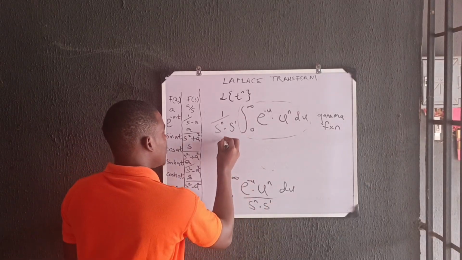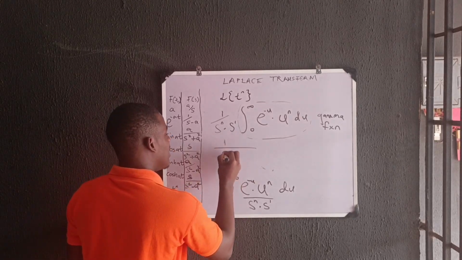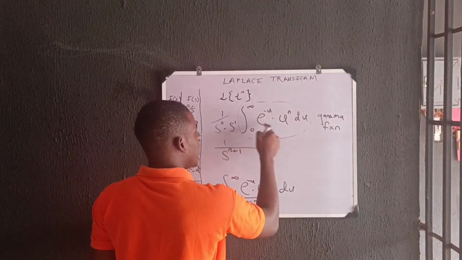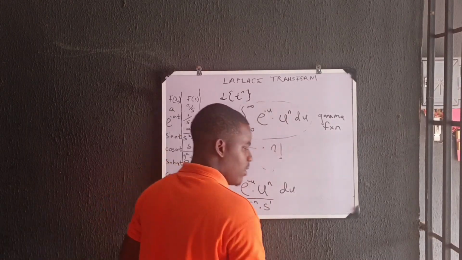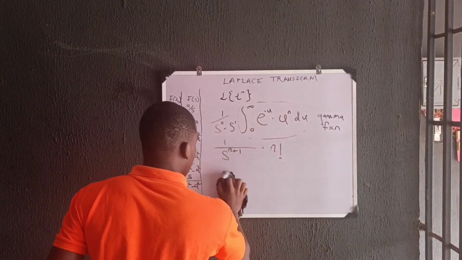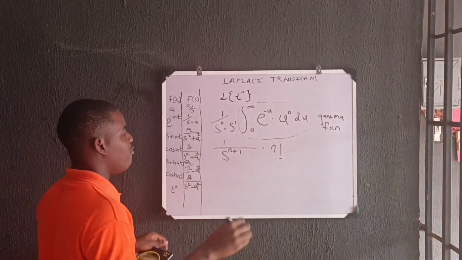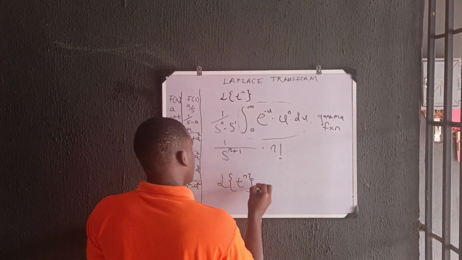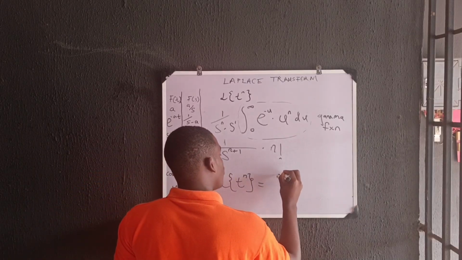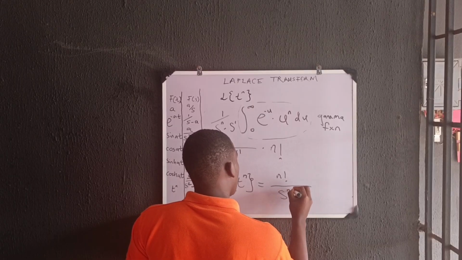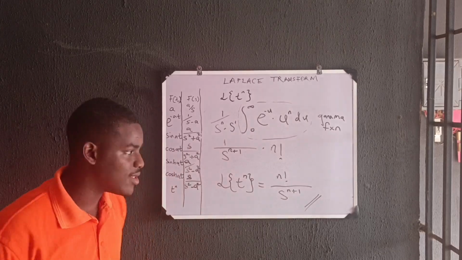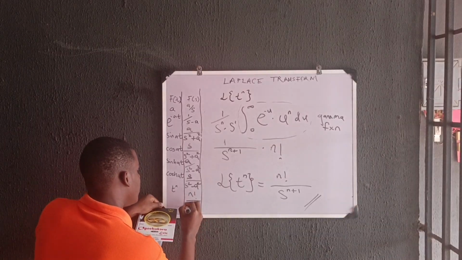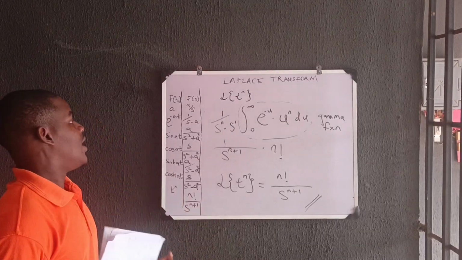So what do we have outside here? This is basically the same from your indices. You can remember that this is s power n plus 1, right? You're just going to add the powers. And then the gamma function gives you n factorial. So in the end, all you're going to have becomes this: the Laplace of t power n is going to be n factorial all over s power n plus 1. And that is your final answer. It's extremely simple. Let's add it here: n factorial all over s power n plus 1. And so that is it.